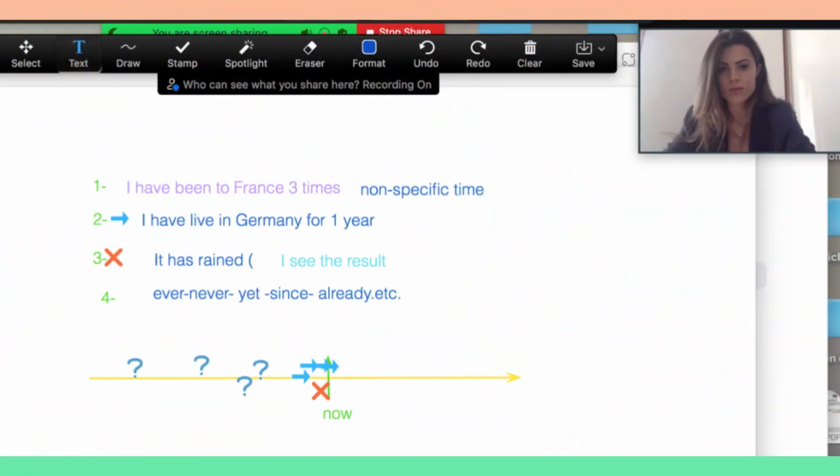Okay, so to recap, we use the present perfect in the following 4 cases. 1, when an action happened in indefinite time in the past, so non-specific time. 2, when the action started in the past and continues to the present. 3, when we can see the result of that action. So it has rained, okay? So I see that it's wet. And the last one is with yet, already, since, never, ever, and so on.